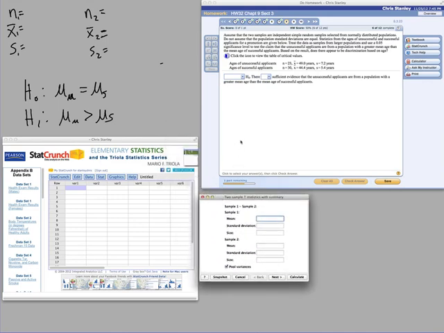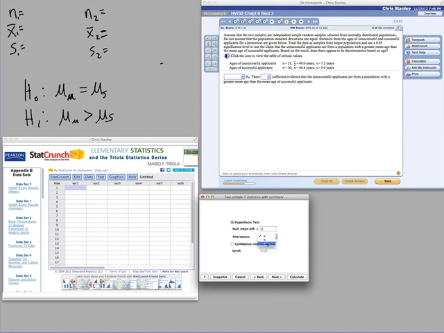Okay, and let's go. The first one, 49. The mean age was 49 for the unsuccessful. Standard deviation was 7.2. The size was 23. On the second sample, the mean age was 44.4 years, and the standard deviation was 5.4 years. We had 30. Okay, we don't want to pool variances.